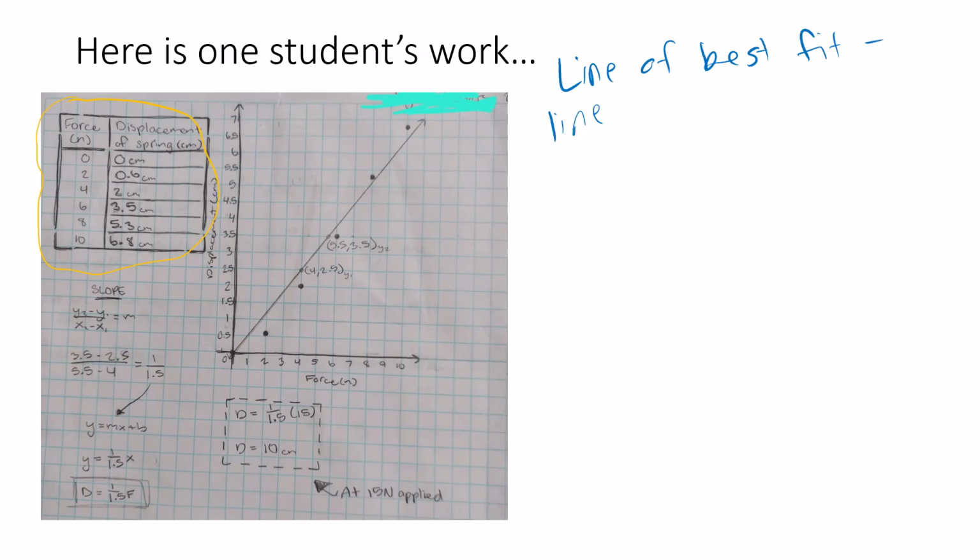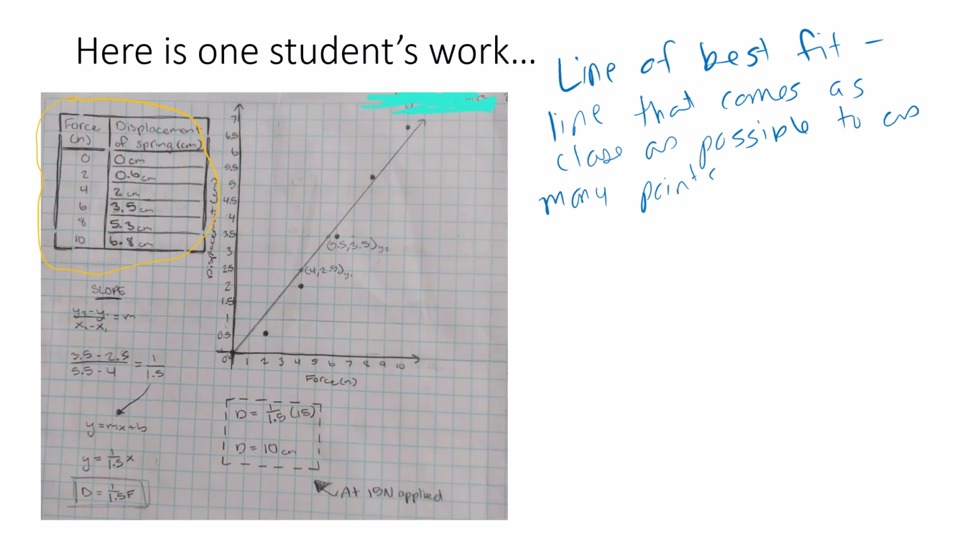So it's a line that comes as close as possible to as many points as possible. And it might go through all the points. Like if your points actually did end up being perfect, then your line of best fit would go through all of them. But your line of best fit might not go through any of your points. And she made hers go through the origin, 0, 0. So we'll talk about that a little bit more in a moment.